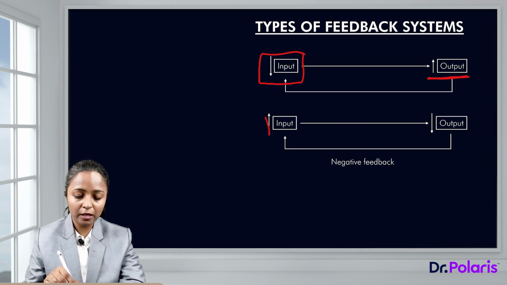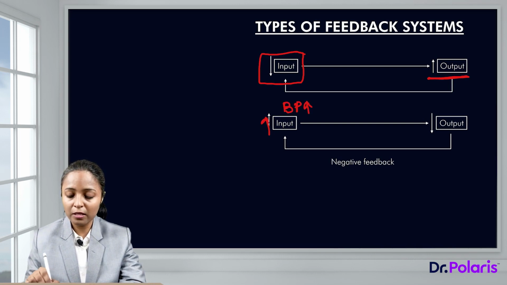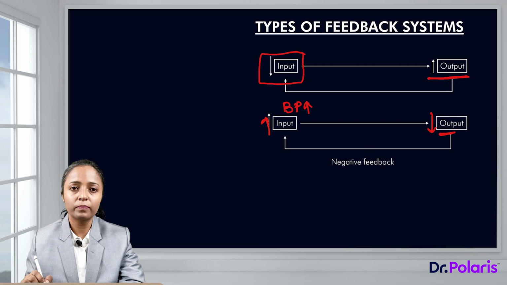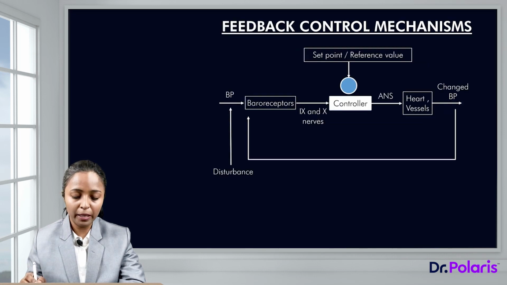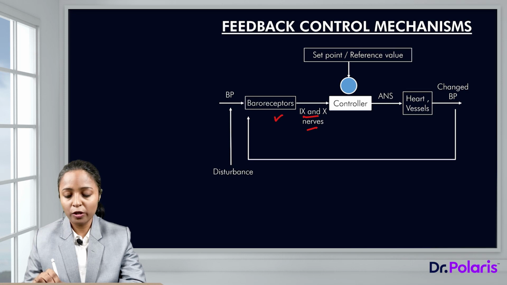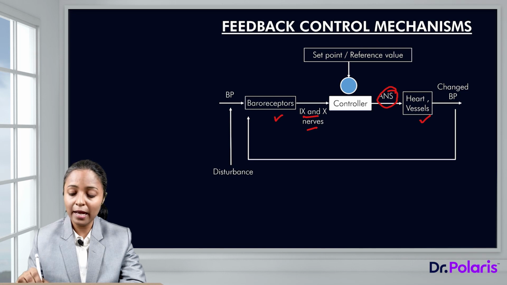And if there is an increase in the input, so suppose the BP has increased more than the set point, then the system will cause a decrease in the output. So that is negative feedback system. So let's take an example of what we were talking about, blood pressure. Blood pressure is sensed by the baroreceptors, which by 9th and 10th cranial nerves send the information to the controller, and via the autonomic nervous system, the effectors are the heart and vessels. The information is conveyed to the heart and vessels, which bring about a change in their function, and the BP is changed, and this is again sent back to the baroreceptors.